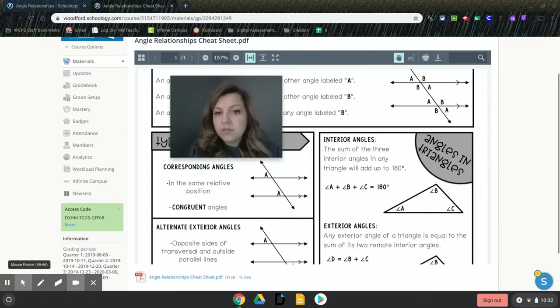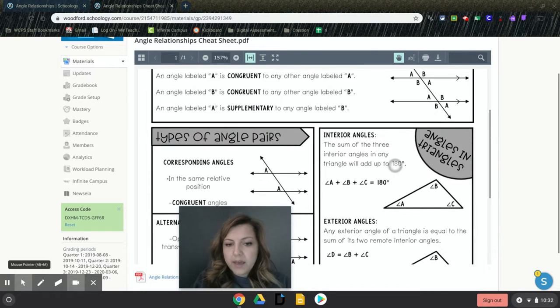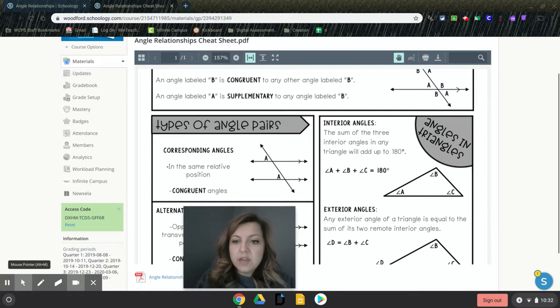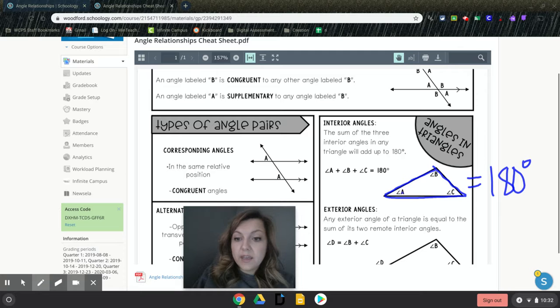Over here, we have our interior and exterior angle rules. So remember, when we have interior angles, all of these angles, when added together, will equal 180 degrees. So if I had angle A and angle B and angle C, I should get 180. If I'm missing one of them, let's say I was missing C, well, if I add A and B together and subtract them from 180, I would be able to find that missing angle C.